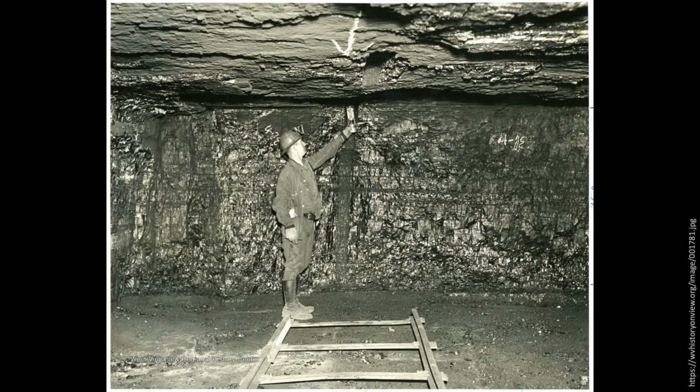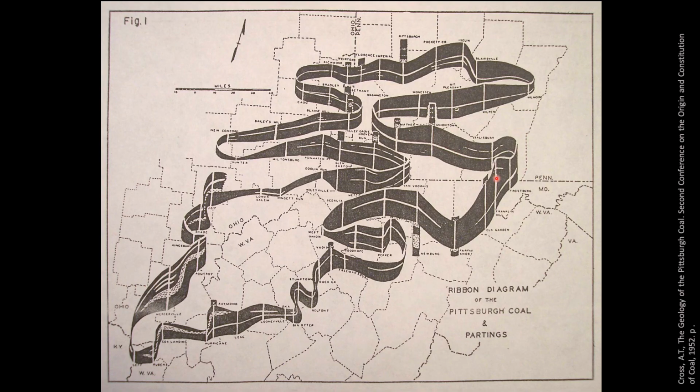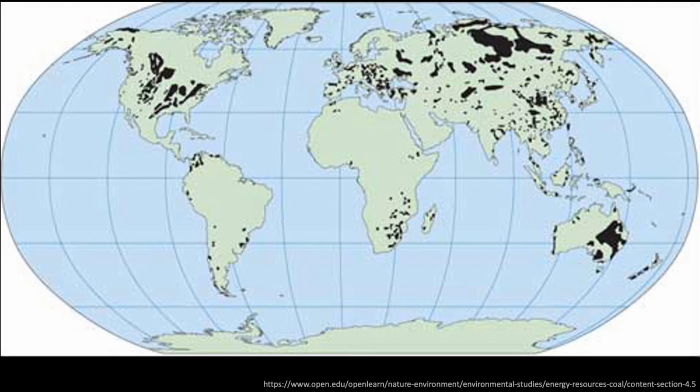If we look in Pennsylvania at the Pittsburgh coal, it's about 2 meters thick, and in places it contains a parting as well, which is extensive. And here's drill hole data for this ribbon diagram. You can see these partings, and this is Pennsylvania, Ohio, West Virginia, Kentucky. So this is a large area that this one coal seam covers, and you can see these partings that do extend over a large area. Coal seams are not rare; they're all over the world, and so there's got to be some explanation that unifies all of these separate deposits.